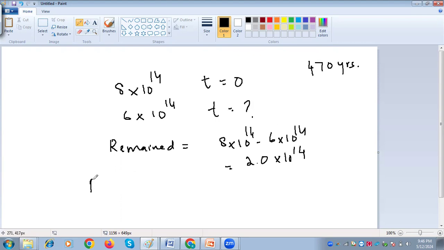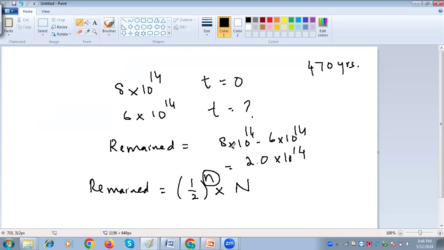Okay, and remained is equal to, this is the very famous formula, where n is the number of half-lives that have passed, into what was initially present. If we know the half-life, the number of half-lives, we can use this formula. But here we don't know how many half-lives have passed in that time. So how can we get this value of n?